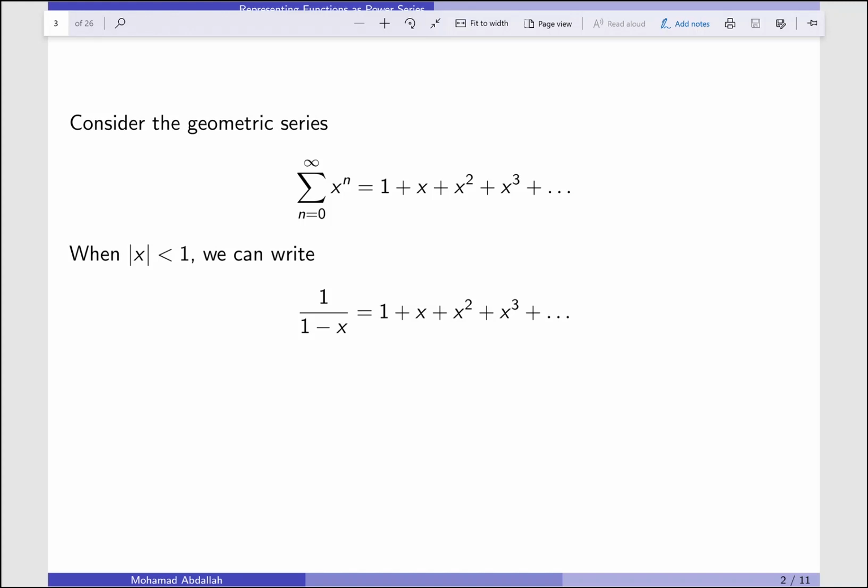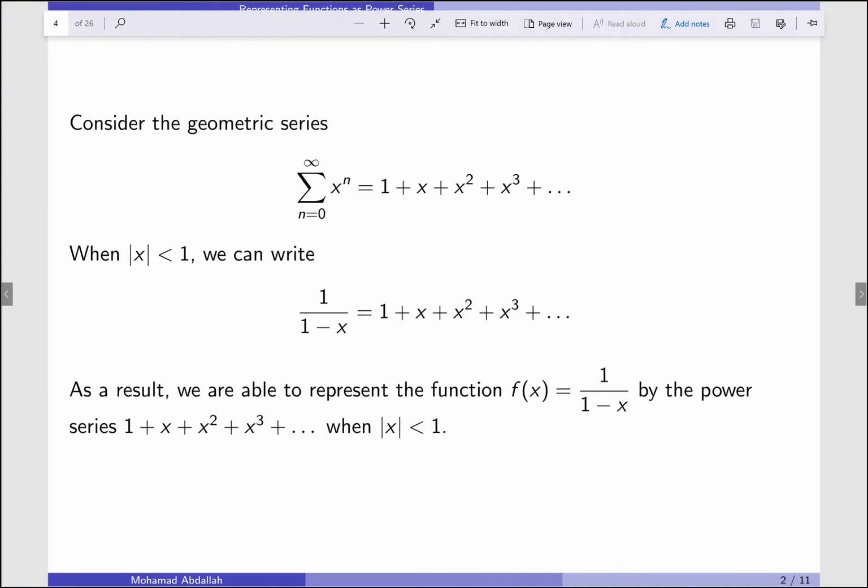As a result, this is nice because now you have a rational function and you are writing it as a power series. You can think about it as an infinite polynomial, a polynomial that never ends.